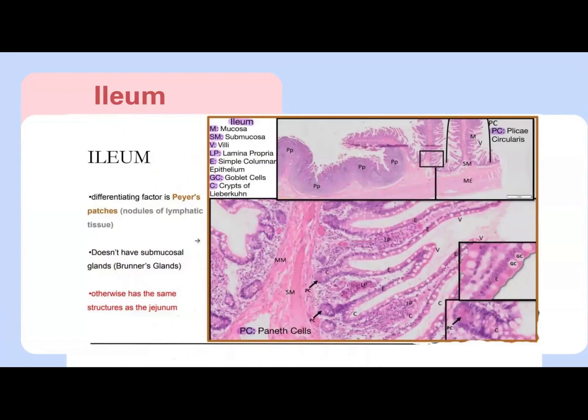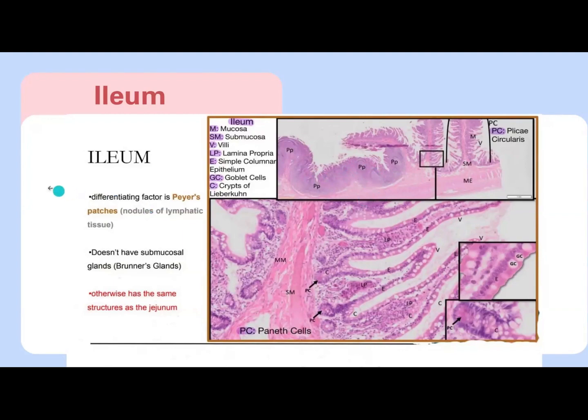The only difference you can see in the ileum is the Peyer's patches, which are basically nodules of lymphatic tissue, meaning they function in immunity. And where are these Peyer's patches? You can see them right here. They are basically like a circle with a lighter center. So the second you see Peyer's patches, you are in the ileum.